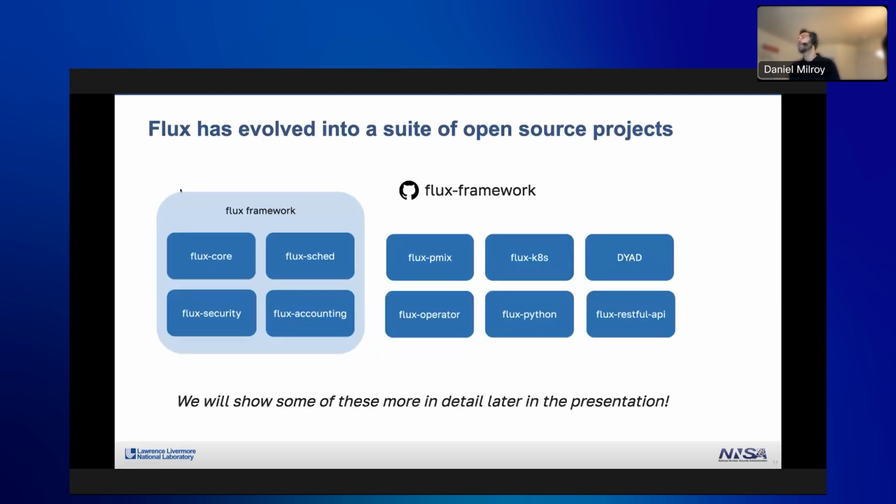So as Vanessa mentioned, Flux is really a suite of open source projects, and it's modular and hierarchical. And I'll drill down into what that means in a few slides. There are some central features of Flux that are represented by Flux Core, Flux Sched, which is a directed graph-based scheduler, the security module, and the accounting module. And there are many others as well, like the PMIx shim, Fluence or Flux K8s, and the Flux operator. These are elements of converged computing, bringing together both HPC and cloud technologies in a seamless environment. There's Dyad and there's the RESTful API as well as Flux Python.